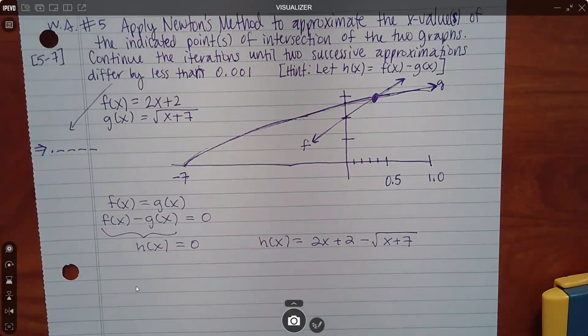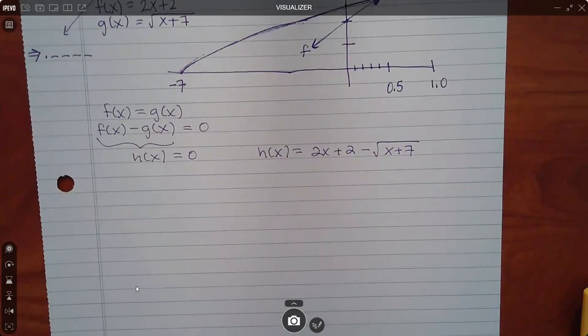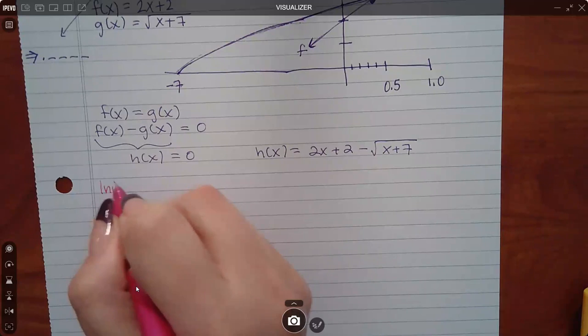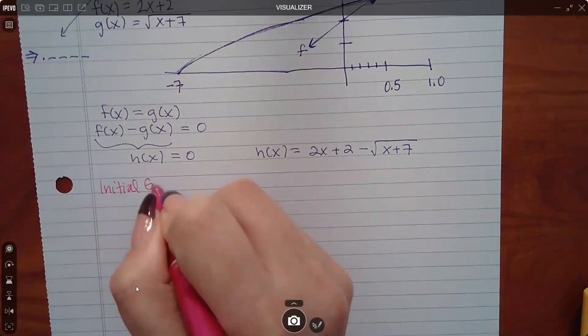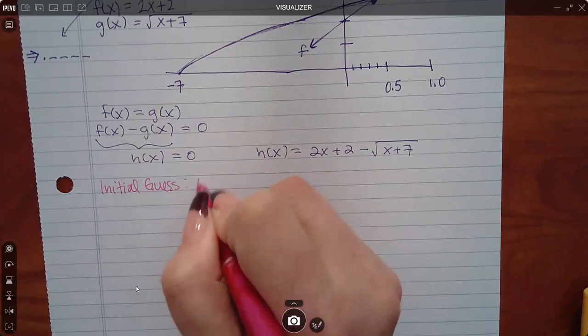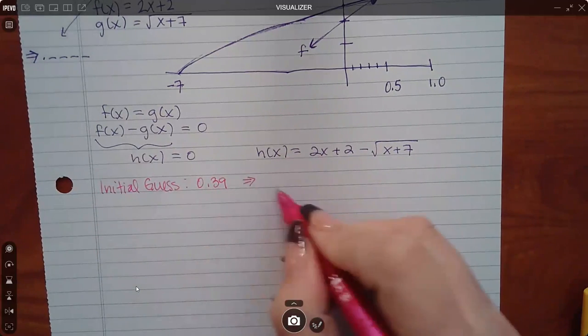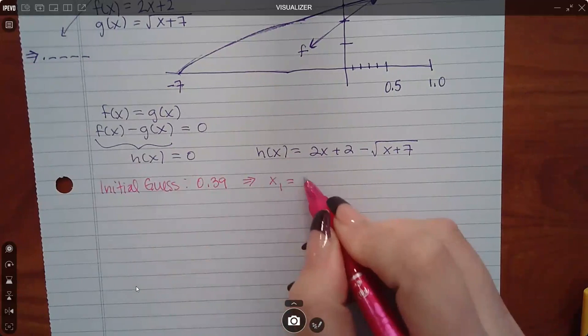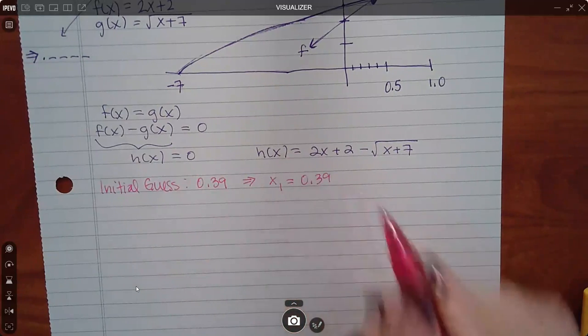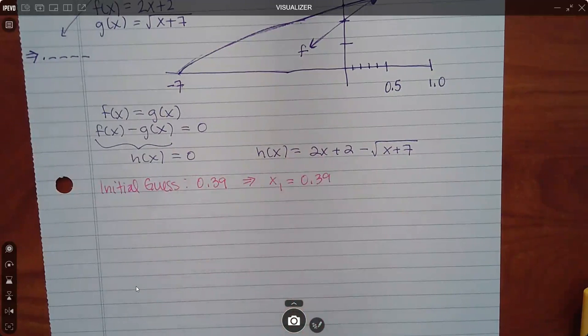So take a vote. Who wants to do 0.5? Nobody wants to do 0.39. Okay, we got our 2 hands. 2 is more than 0. So we'll do 0.5. So our initial guess is going to be 0.5, okay? What that means is that x1, my first guess, is 0.5, okay?